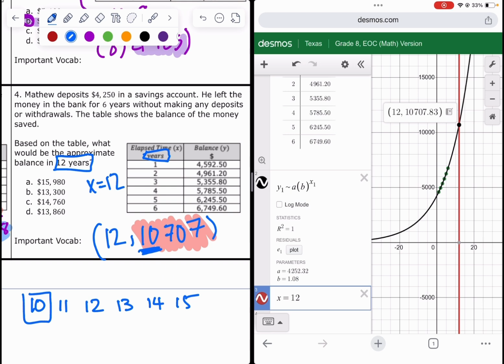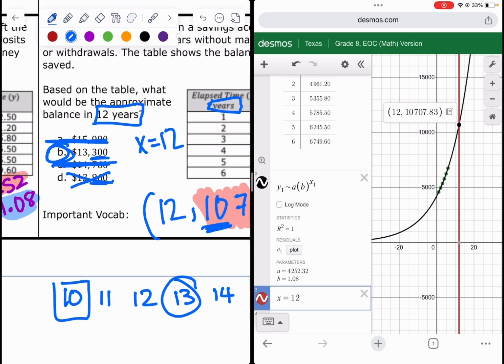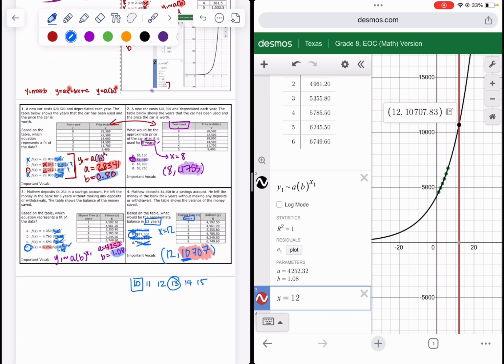10,707. So my closest number, if I look, we have 15, 13, 14, 13. So my closest number is 13. That means 15 is out, 14 is out. Now, I have 13,300 and 13,860. 13,300 is closer to my answer than 13,868. This is farther away. So this is how we're doing it today. You have to find the closest answer.